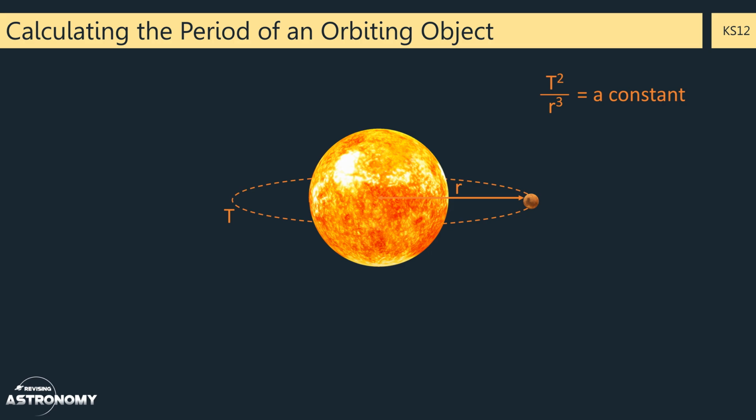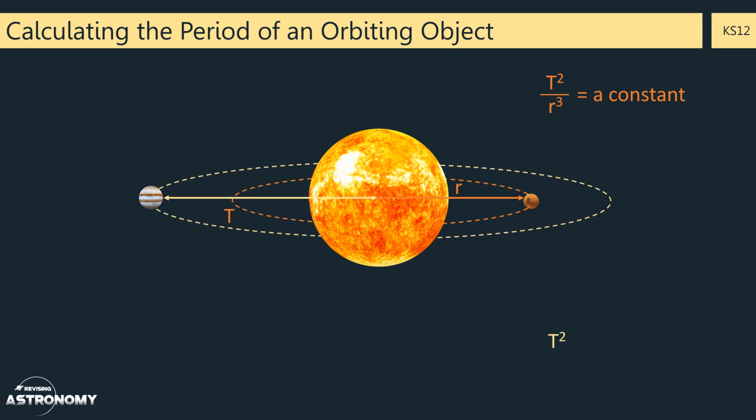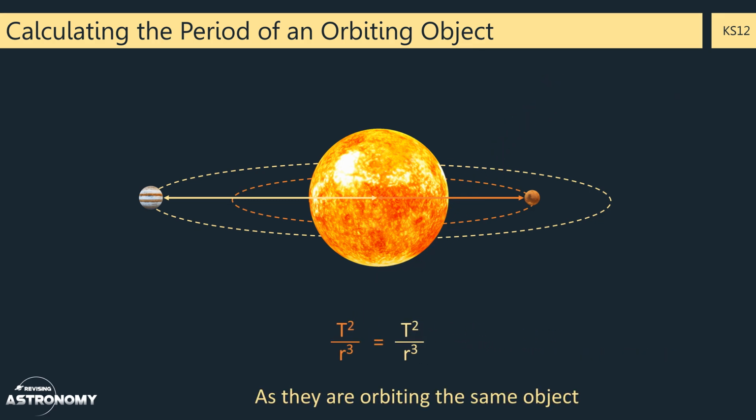And if you take another object orbiting the same body, so here we have Jupiter orbiting the Sun, and you again take the time it takes for Jupiter to orbit and you square that, and then you divide it by the radius of Jupiter's orbit cubed, then you get a constant. And due to the fact that they're both orbiting the same body, in this case the Sun, the two constants are equal. And this is important in being able to find out the period of an orbiting object.